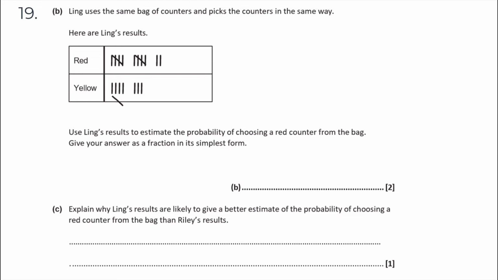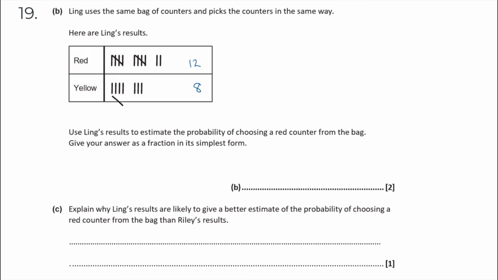Part B says Ling uses the same bag of counters and picks the counters in the same way, and here are Ling's results. So Ling managed to get 12 reds and 8 yellows. Well, that tally mark's fallen off, but that is 8, isn't it? Okay, so 12 tally marks versus 8. Use Ling's results to estimate the probability of choosing the red counter.